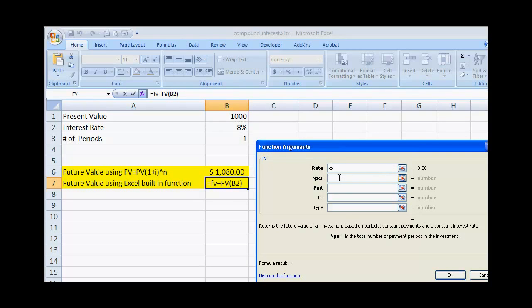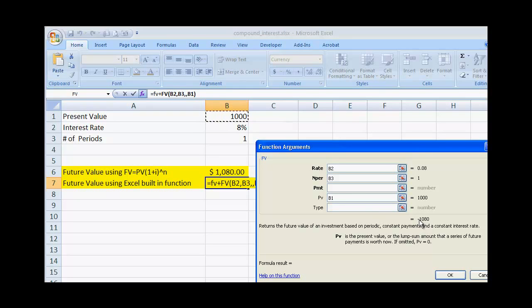Now the number of periods is here. Payments. This is if we have the opportunity to go ahead and make additional payments or put additional money into our savings vehicle. Now we're not going to use this in our example, so we can just leave it blank or put a 0 in there. Present value is going to be cell B1, which is our present value here.